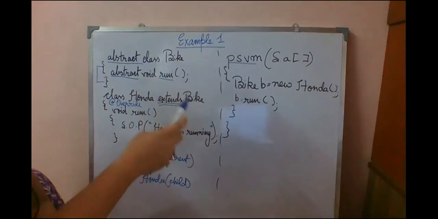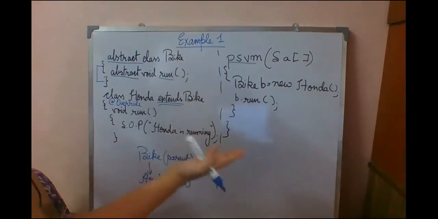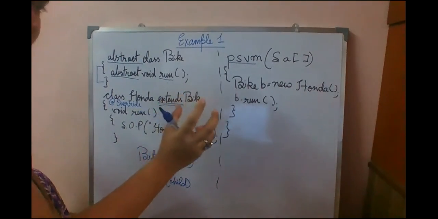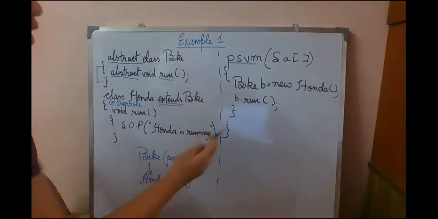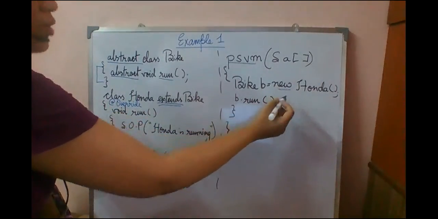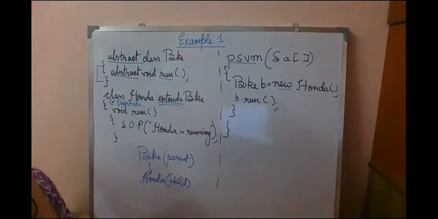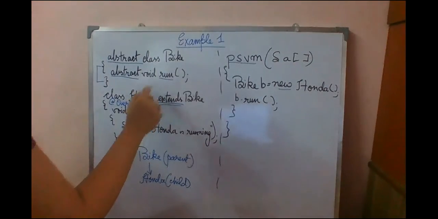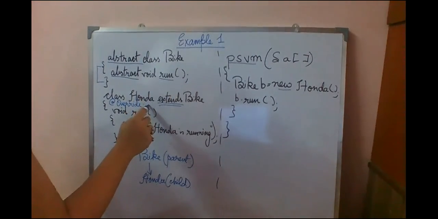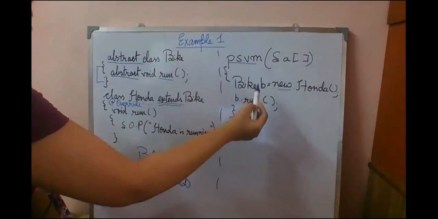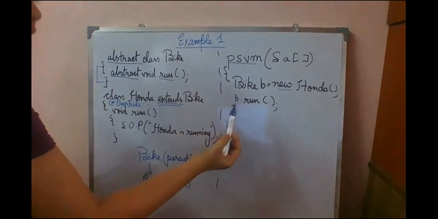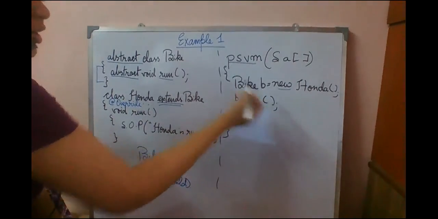Next, if we want to convert that reference to an object, we have to give it some memory. Some memory needs to be allocated. So how do we do that? Using the new keyword, and we are calling the default constructor of Honda class. The class which is extending the abstract class, we are calling the default constructor of this Honda class to create the object b. Next, what we are doing, we are calling b.run.